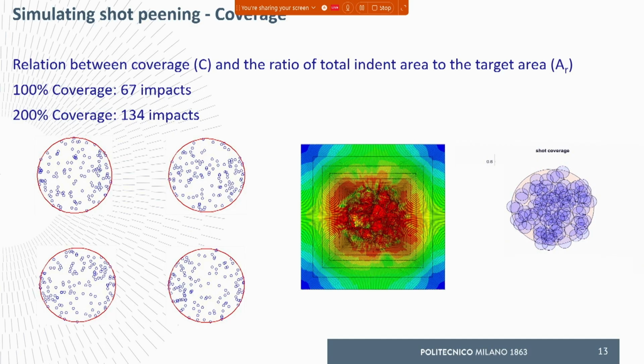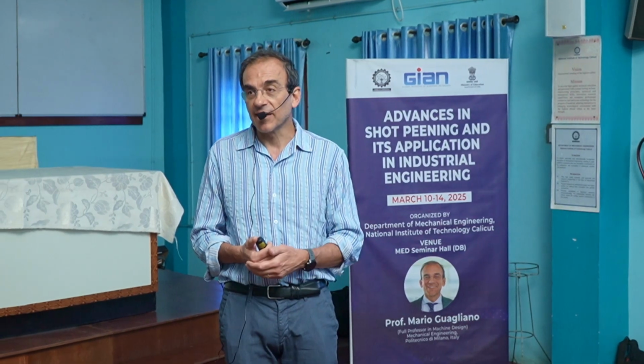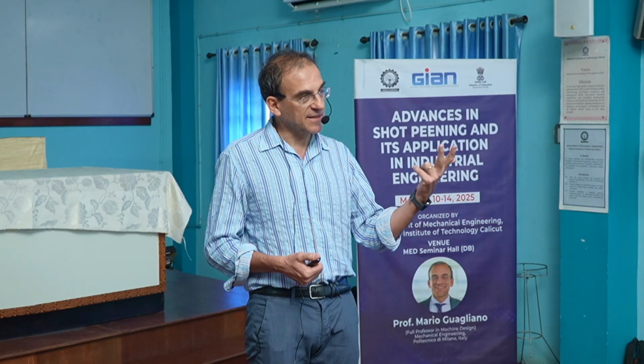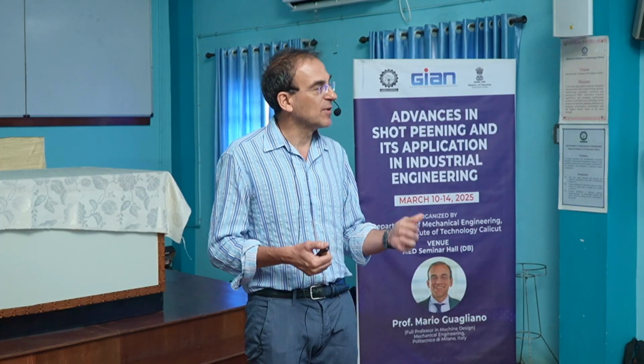You see? Okay. And you see here that the reference area, the circular one, is much larger than the area of the single indentation. Otherwise, it does not make any sense. And so once we know how many impacts we need for 100% coverage, we can double the number of impacts to obtain 200%. We can multiply by 3 the impacts needed for 100% coverage to have 300%, and so on, of course.